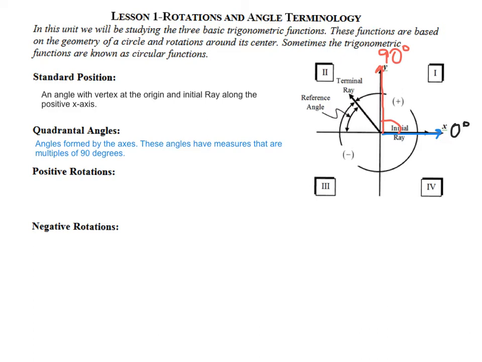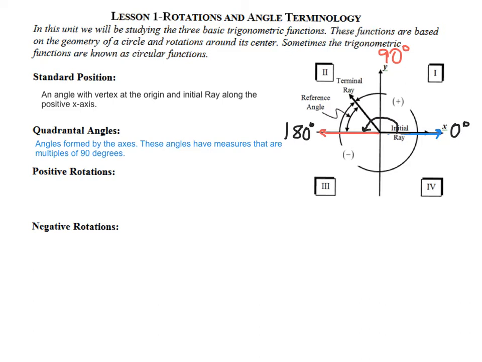positive y-axis. Now, if instead my terminal ray comes all the way over here, then I'm going to see that my angle would be starting at the initial ray, ending over here at the terminal ray, and in this case, I would have an angle of 180 degrees. So I can see that I'm counting by 90 degrees.